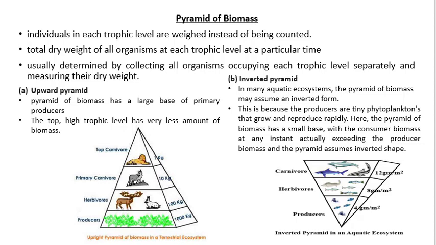The upright pyramid of biomass has a large base of primary producers. The top trophic level has very little biomass. Then there is the inverted pyramid of biomass, which can be seen in many aquatic ecosystems. This is because the producers are tiny phytoplankton that grow and reproduce rapidly. Here the pyramid of biomass has a small base, with the consumers' biomass at an instant actually exceeding the producer biomass, and the pyramid assumes an inverted shape.